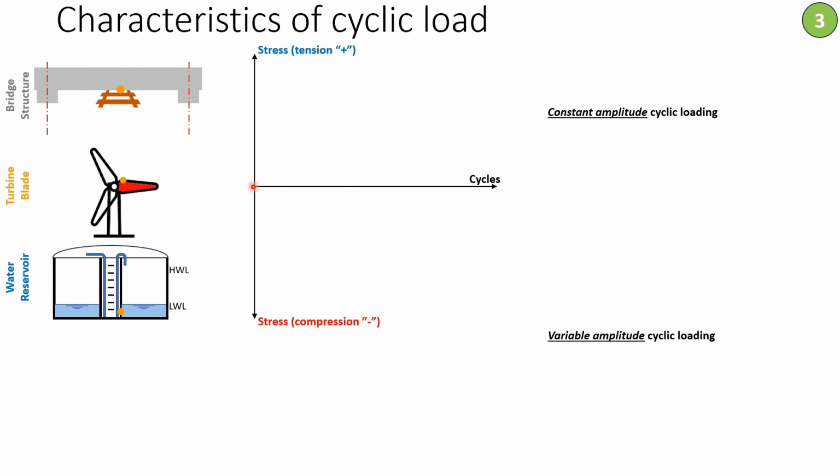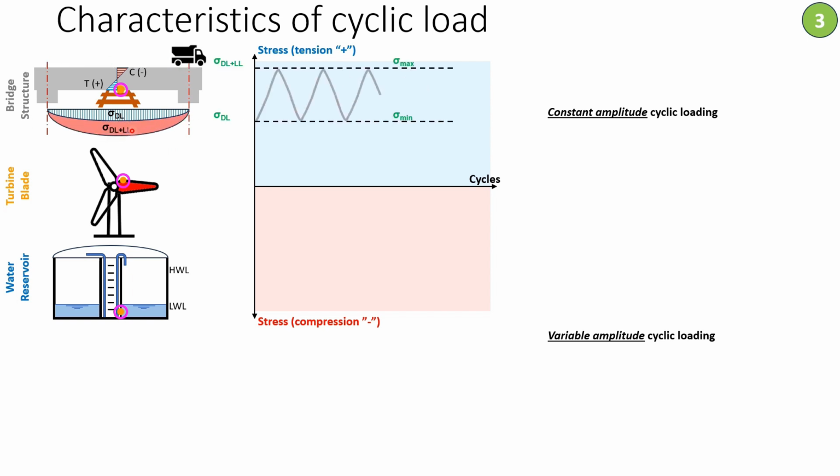We have the horizontal axis for the number of cycles and the vertical axis for the stresses applied to the loading. On top we have the tension side and on the bottom we have the compression side. For us to understand the nature of cyclic loading, we're going to monitor and record the stresses at the orange dot shown here. Let's talk about the first example, which is a bridge structure. The orange dot is under tension due to dead load, and once the truck passes by, it adds more tension. So the cyclic loading is varying completely in the tension zone between the dead load and the dead plus live load.